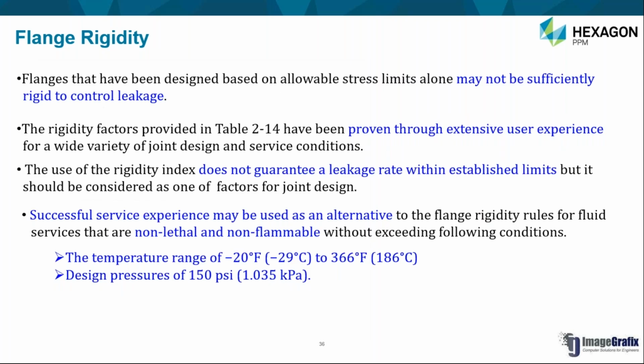So what is written over here now: the use of the rigidity index does not guarantee, though the code is also saying that even if we are doing this, it does not mean that the flange is 100% leak proof. Okay. So the use of rigidity index does not guarantee a leakage rate within the established limits, but it should be considered as one of the factors for the joint design. Earlier, this was not an integral part of the flange design in the older versions of the code, but later on they have made it mandatory. So now it is compulsory for all the flanges to have the rigidity index checked.